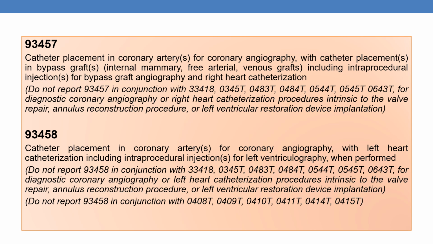So, the code description of 93457 is catheter placement in coronary artery for coronary angiography with catheter placement in bypass graft. It can be internal mammary, free arterial, venous graft, including intra-procedural injections for bypass graft angiography and right heart catheterization. Here the catheter placement in coronary artery for coronary angiography is done along with catheter placement in bypass graft and right heart catheterization. The next code is 93458.